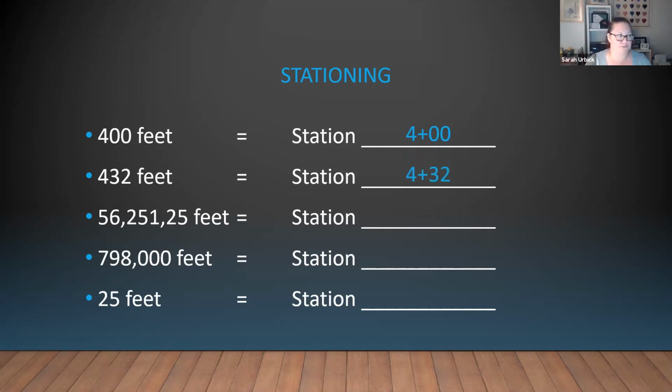All right, how about the next one? Whoa, that's a fun one. I think I have a typo there. Okay. Correct. That was supposed to be a decimal point, not a comma at the 25.